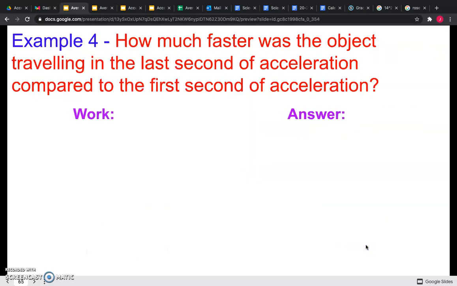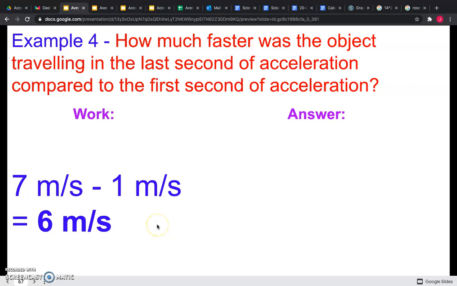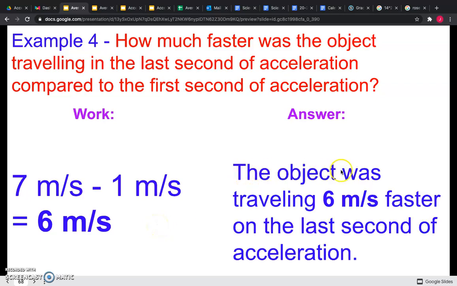Okay, and so then my last example here is how much faster was the object traveling in the last second of the acceleration compared to the first second of the acceleration? Well, if I do 7 minus 1, that's going to get me 6 meters per second. So the answer is the object was traveling 6 meters per second faster on the last second of the acceleration.